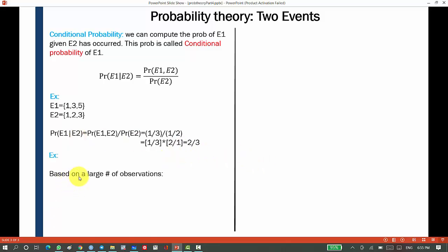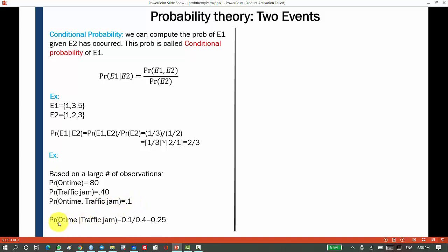Based on a large number of observations, we know that the probability of arriving on time is 0.8, and the probability of a traffic jam is 0.4. And the probability of arriving on time and a traffic jam is 0.1. Now we can calculate the probability of arriving on time given the traffic jam, which is 0.1 divided by 0.4, which is 0.25. This means that if there is a traffic jam, the probability of arriving on time is 25%.